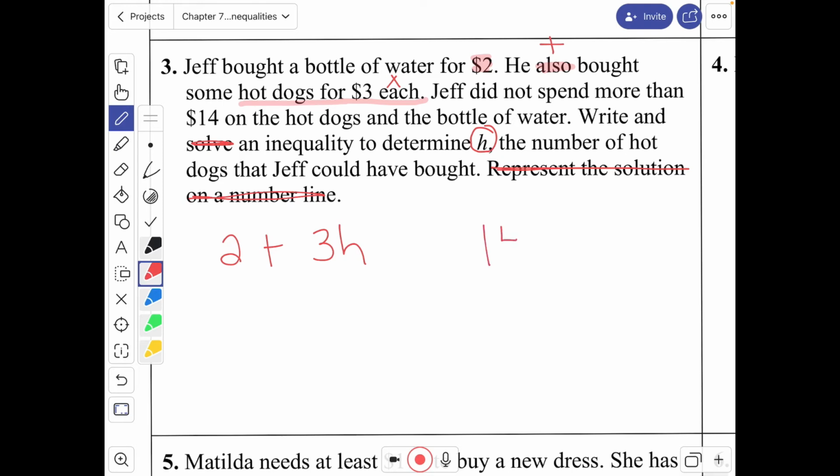And then it's not more than 14. So it can't be greater than 14. It has to be less than 14. Could it be equal to 14? Not more than. Then yes, it could be equal to 14. So there's my inequality.